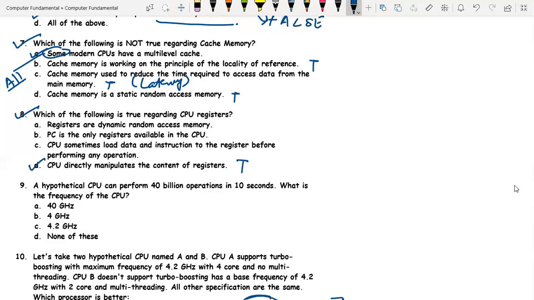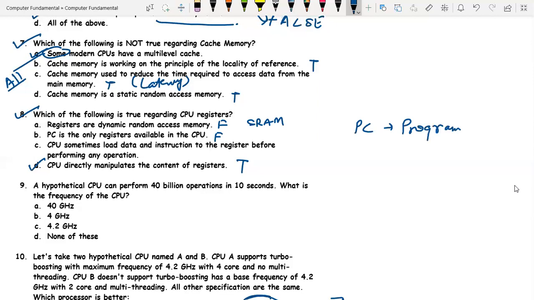Okay, see, registers are dynamic random access memory. No, these are the SRAMs. Okay, PC is the only register available in the CPU. That is also again false. PC means here program counter.